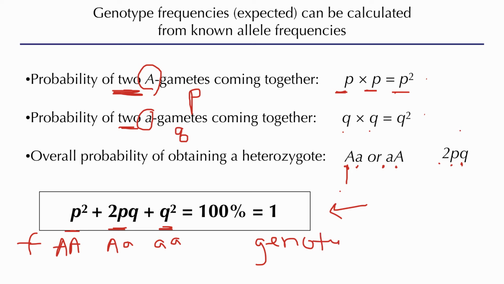And if you're having trouble remembering, all of these have 2 letters in them, just like a genotype has 2 letters. An allele is like this, and a genotype is like that, right? So your equation with the 2 letters is going to be your genotypic equation.